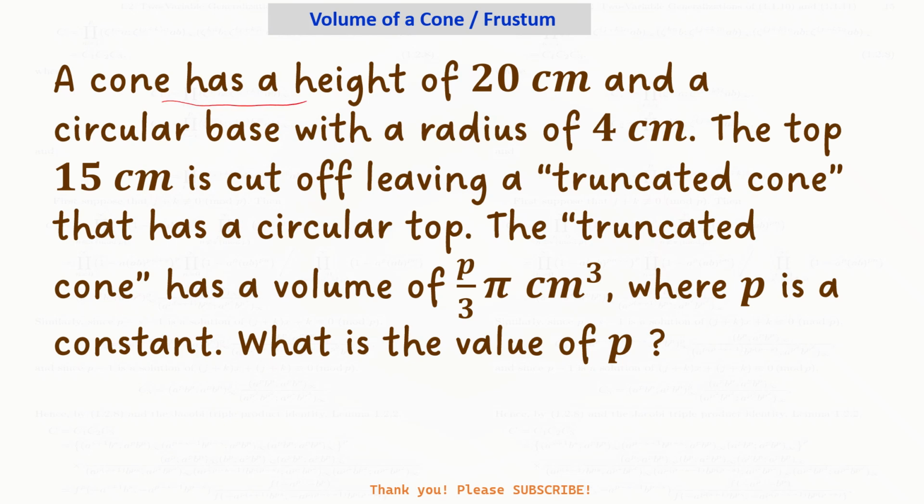A cone has a height of 20 centimeters and a circular base with radius of 4 centimeters. The top 15 centimeters is cut off, leaving a truncated cone that has a circular top, and the truncated cone has a volume of p over 3 pi centimeters cubed, where p is a constant. Find the value of p. So that's the question.